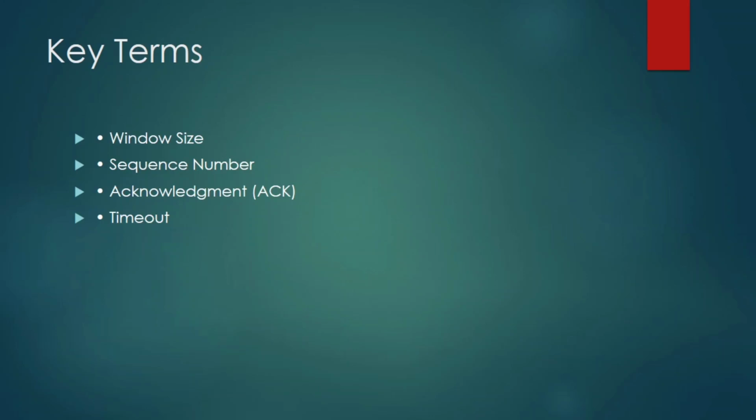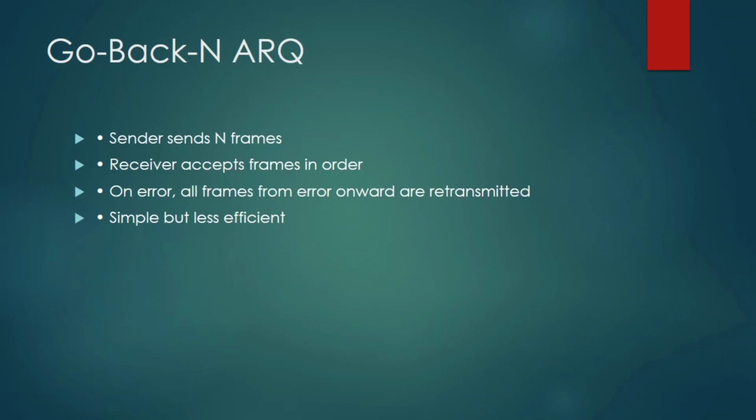The important key terms of this topic are window size, sequence numbers, acknowledgement, timeout, buffer, and flow control. These are the important key terms for sliding window protocols. Window size means the maximum number of outstanding frames. Sequence number means identifying the frame order.